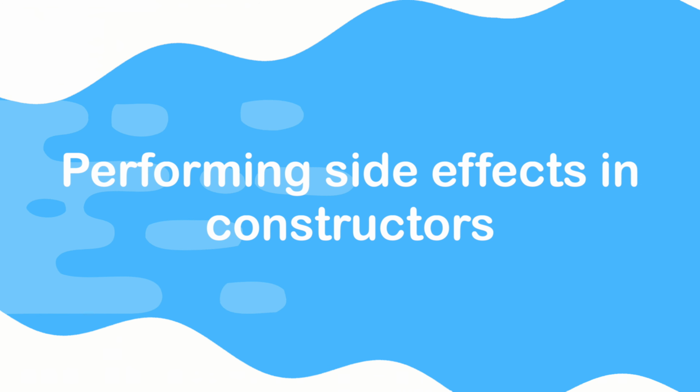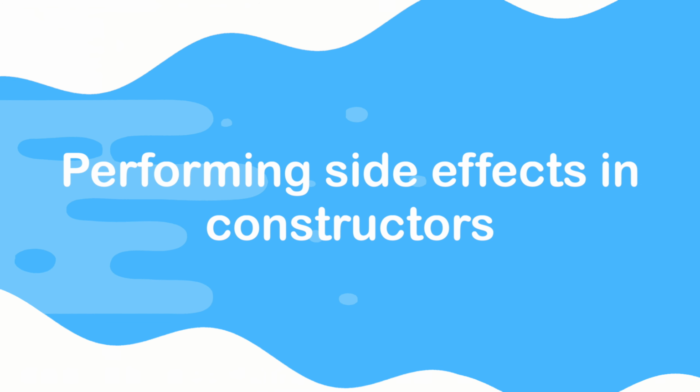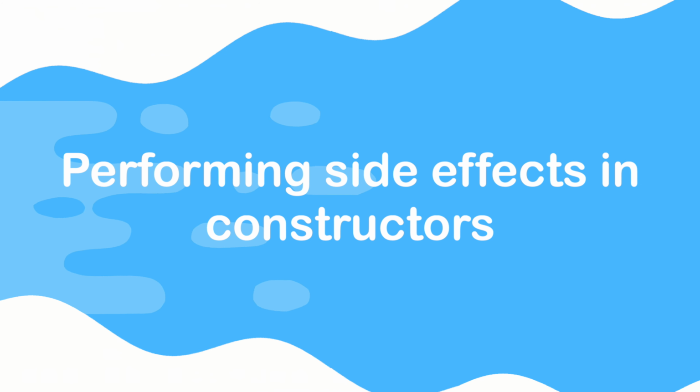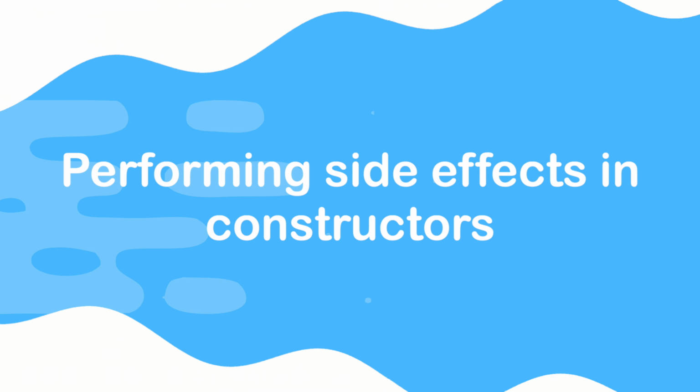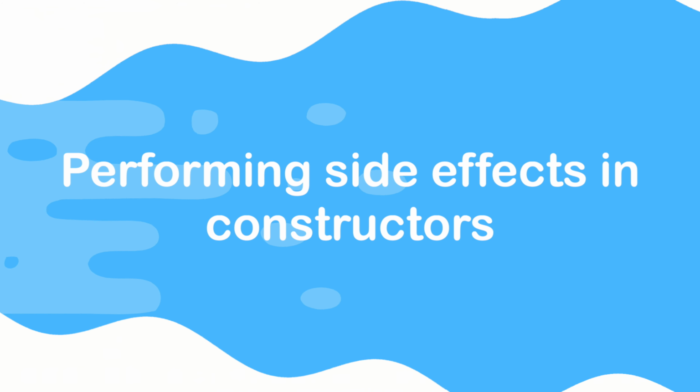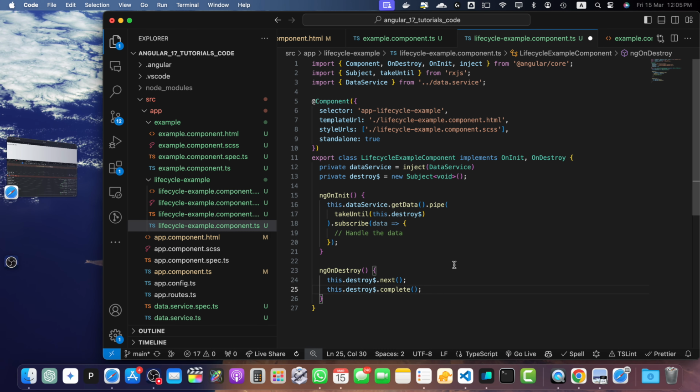Next mistake is performing side effects in constructors. Constructors should be used for dependency injection and simple initialization tasks. Performing side effects such as making HTTP requests or subscribing to observables in constructors can lead to unexpected behavior and testing difficulties. And these are the best practices to overcome this mistake.